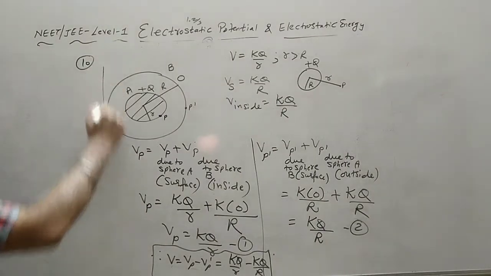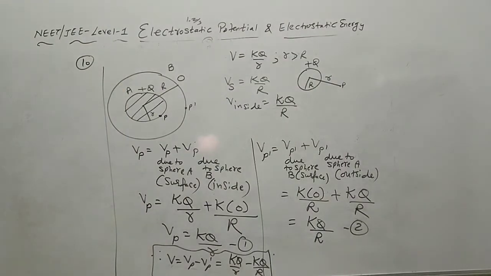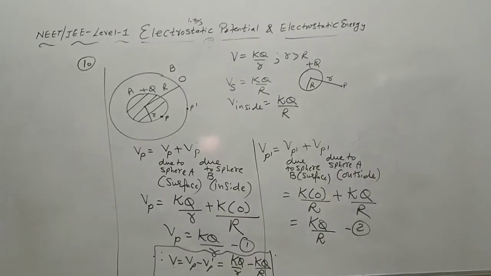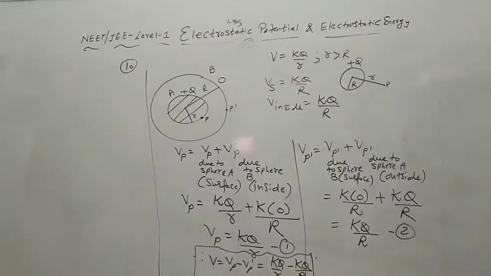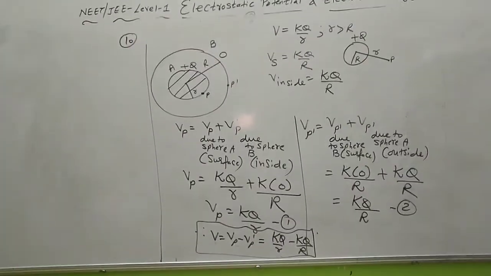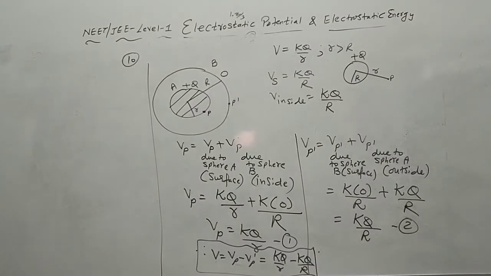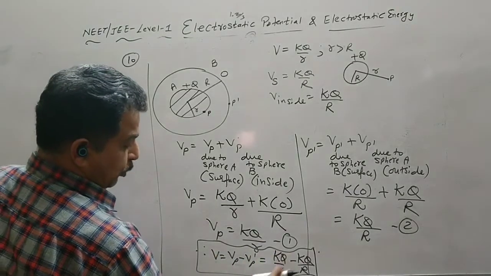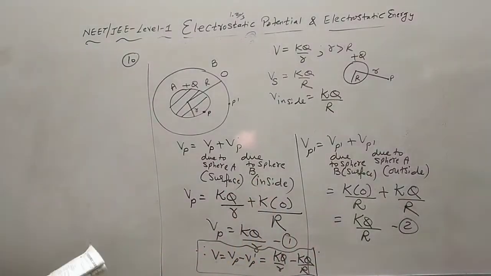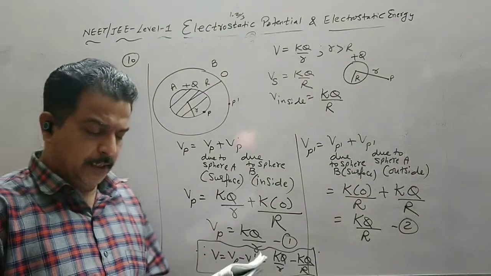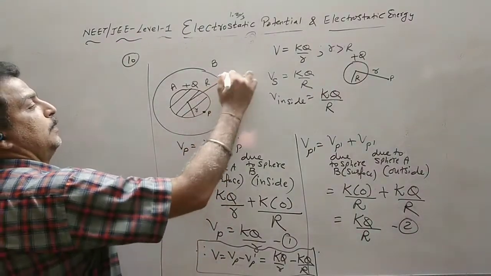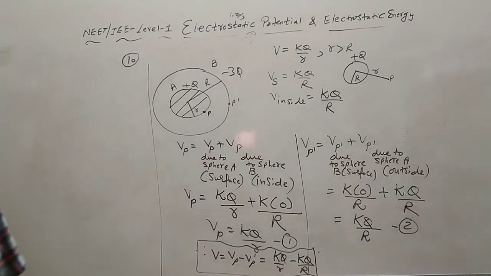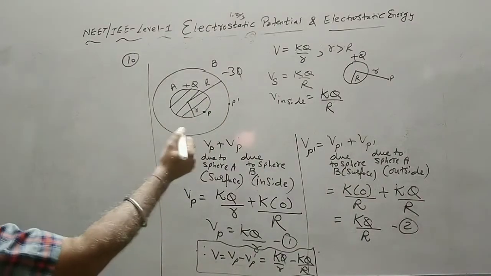This is the initial situation. Now it is given that minus 3q charge. So what is the formula? Initial kq upon small r minus kq upon capital R. Now it is given that minus 3q charge is given to this. Now find out the new potential difference.